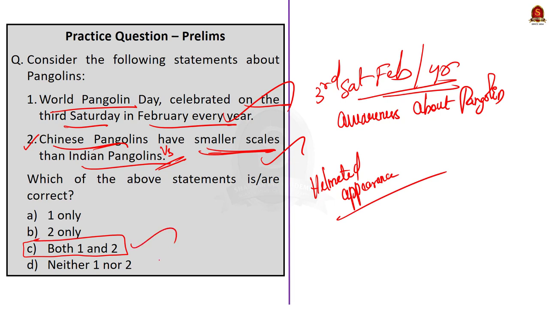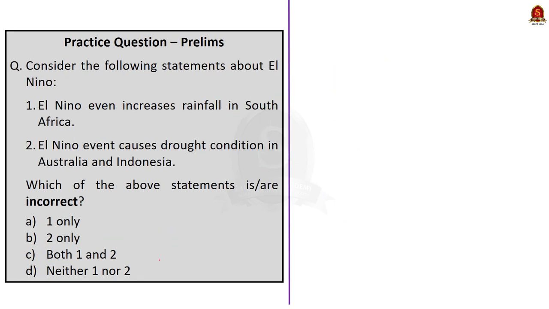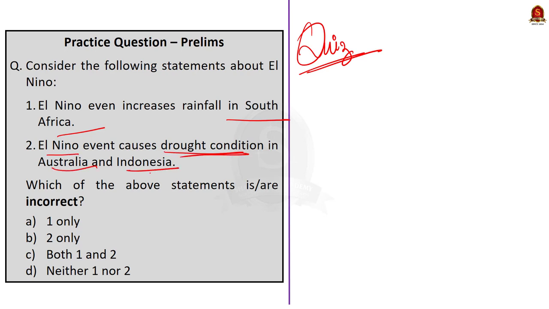Now moving on to the second question. This is a quiz question for you. See, consider the following statements about El Nino. Statement 1, El Nino event increases rainfall in South Africa. Statement 2, El Nino event causes drought condition in Australia and Indonesia. See, you have to be very careful here because you have to find out the incorrect statements. So attempt this question carefully. Try to recall the points. Post your answer in the comment section.